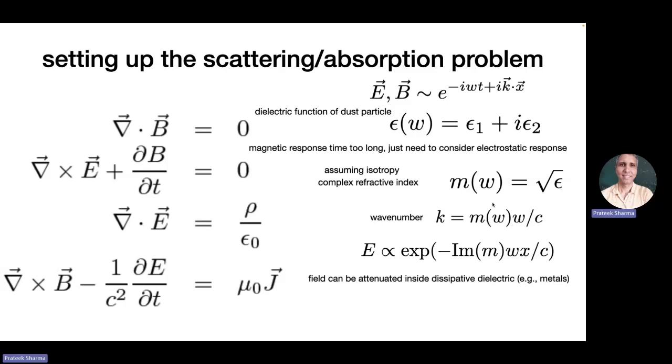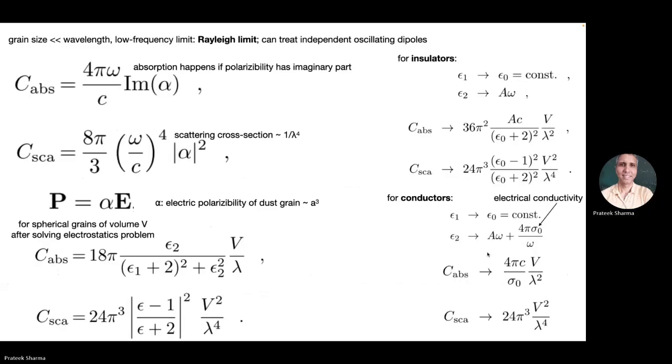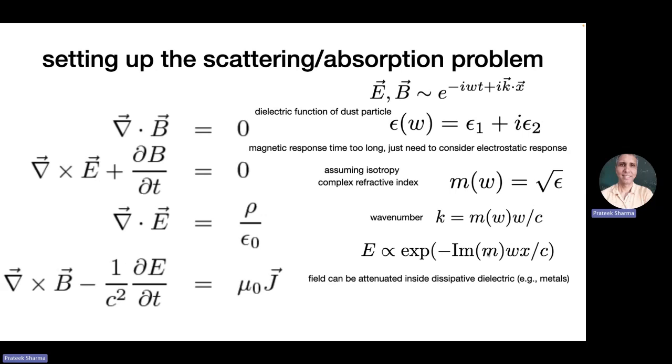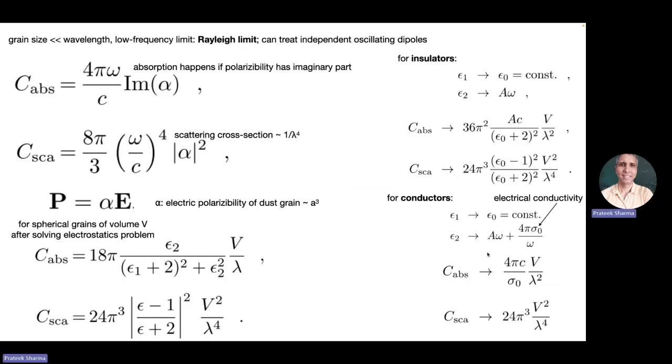Otherwise, in a normal material, if you have a non-zero epsilon 2, or a non-zero imaginary part of your refractive index, your electric field can get attenuated inside that medium. So something like this: electric field is proportional to e to the minus imaginary part of m times omega x by c, right? If you just substitute k equals this there and assume propagation along x, this is what you'll get for the damping part of the electric field. Now, we won't really go through working all this out. It's actually quite complicated. But what we'll do is we'll just mention the results, okay?